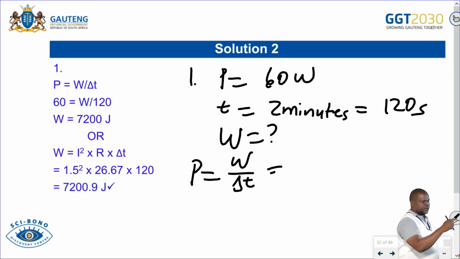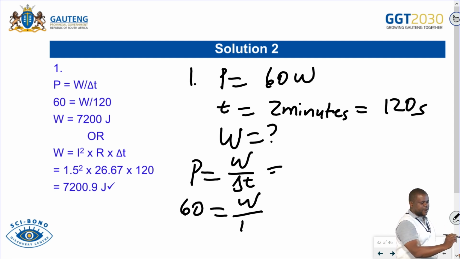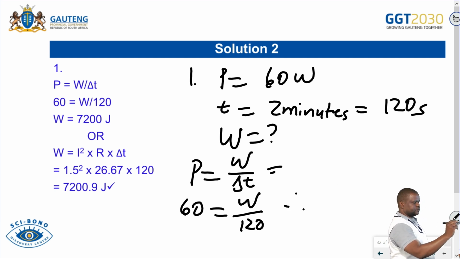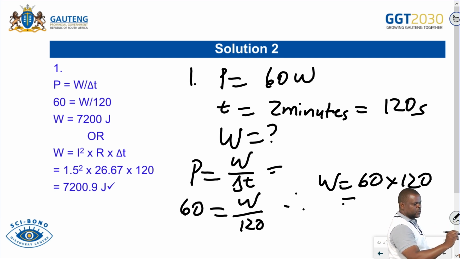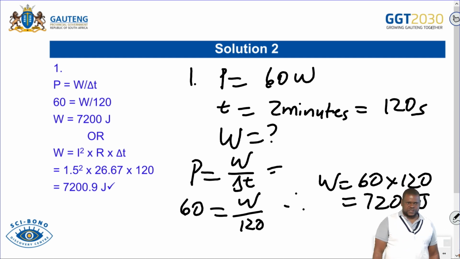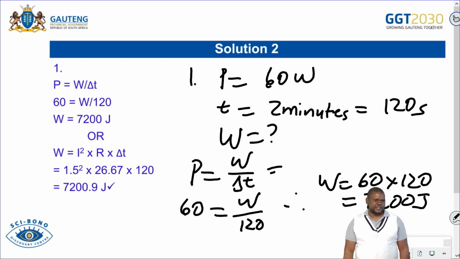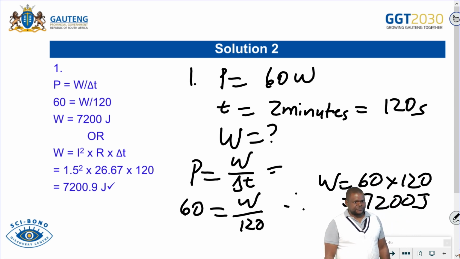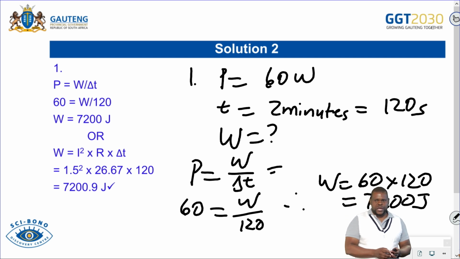P is equal to 60, equal to W divided by 120. Therefore W is equal to 60 multiplied by 120, which gives us 7,200 joules. Can you see? Yes. Are we together? That is a simple way we can solve number one.